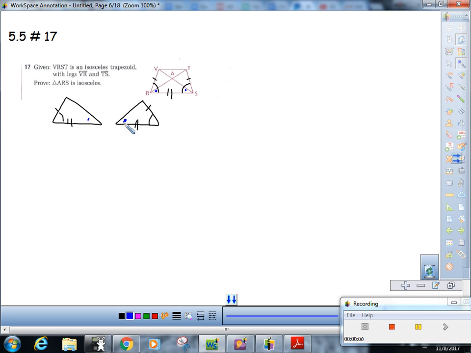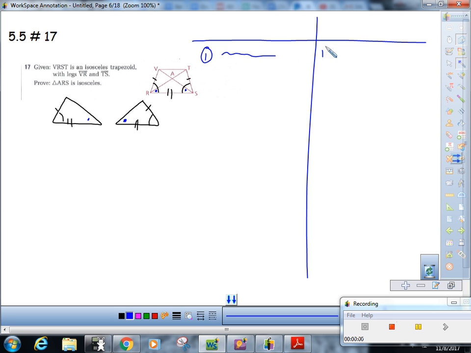Prove that triangle VRS is congruent to triangle TSR by what? Side angle side. And then use CPCTC to say that angle ARS is congruent to angle ASR. And then if angles then sides, definition of isosceles trapezoid. That's how I think you should do these on the test. And now I just got to write it down. Okay? So here we go.